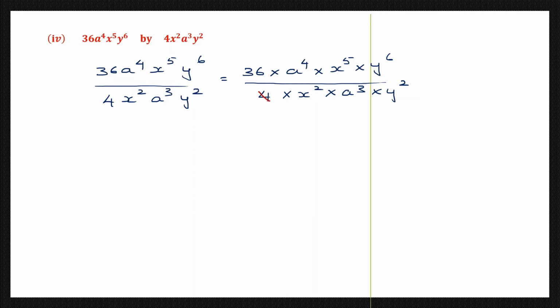Now here 4 9s are 36. So in my numerator, now I will have 9 into a to the power of 4 minus, now here we have 3.